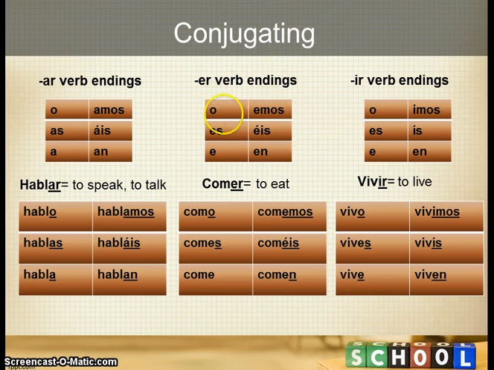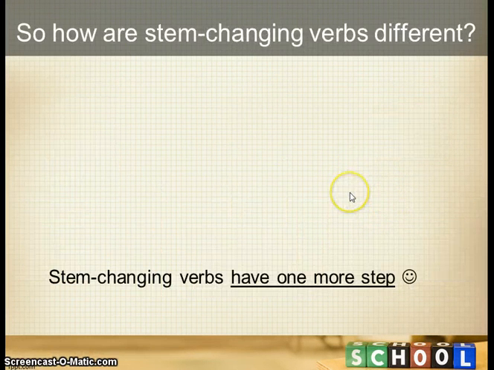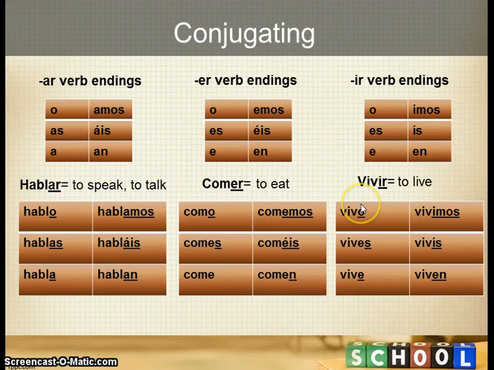So hopefully you understand that if you're saying I live and you write vivir in the blank, excuse me, let me go back, you should know that that would be incorrect because you'd be saying to live instead of saying vivo, I live. So that's why it's wrong to put the infinitive verb form in a sentence or in a blank, because it's not saying who's doing the action. So always conjugate your verbs.